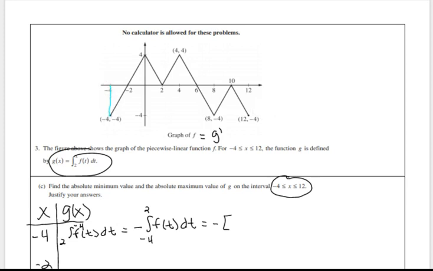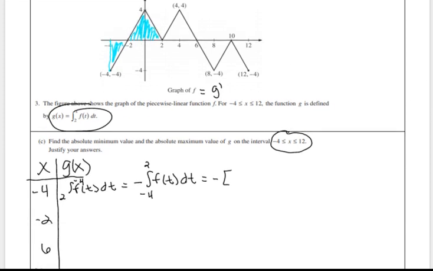So we've got this triangle and then this triangle. And we can see that that first one is under the x-axis. So it's actually going to be negative again. So negative 1/2, the base is 2 and the height is 4. And then plus 1/2, the base is 4 and the height is 4. And so we've got negative, let's see, that first part becomes negative 4 and then plus 8. So that becomes negative 4 overall. So I'm going to write that up here. That's our first function value.